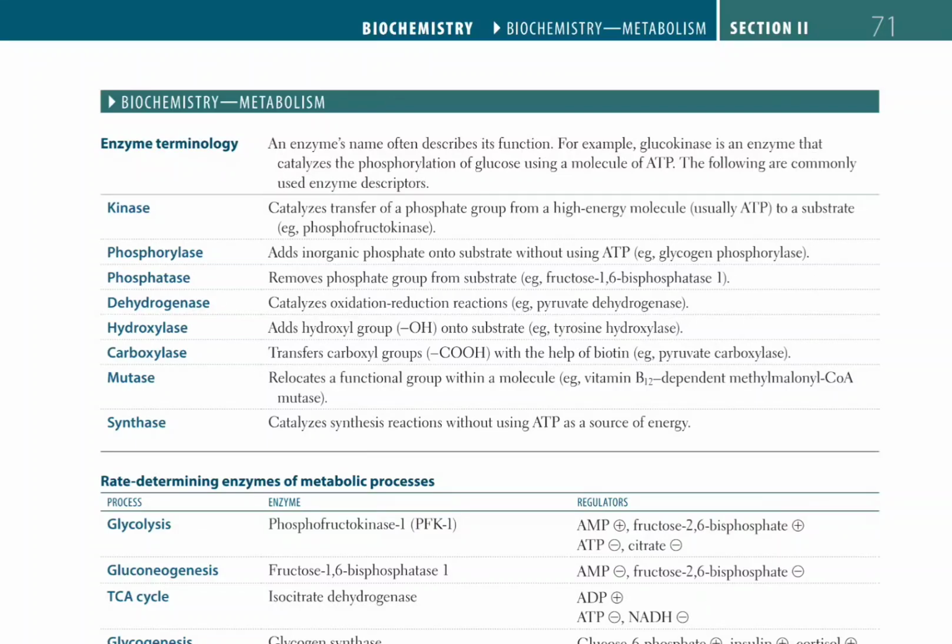Now we will discuss biochemistry, metabolism. First we will discuss enzyme terminology.